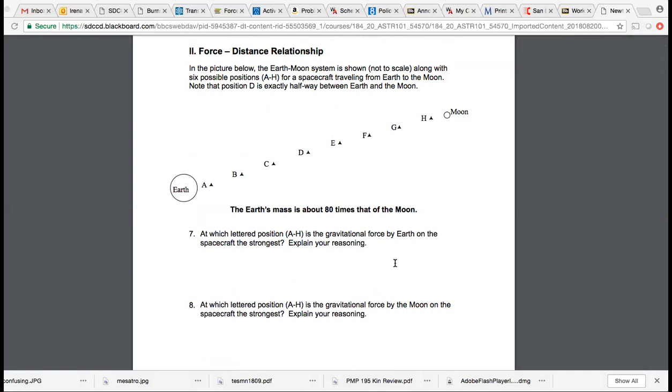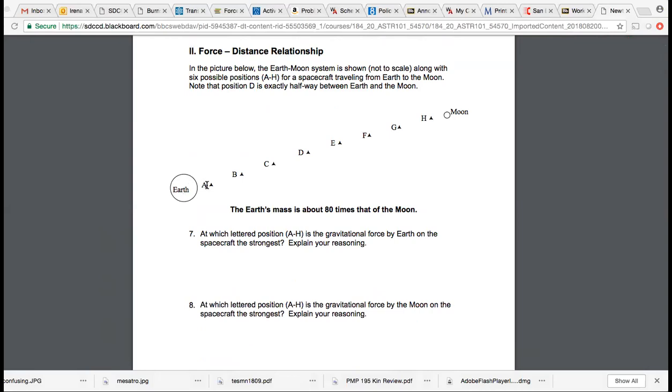So the gravitational pull would be greatest at position A for the spacecraft because it's in very close proximity to the Earth. Which one? At position A. Very good, because now what's the reasoning that you're using, that the gravitational force between the Earth and the spacecraft will depend on the mass of the Earth and the mass of the spacecraft?